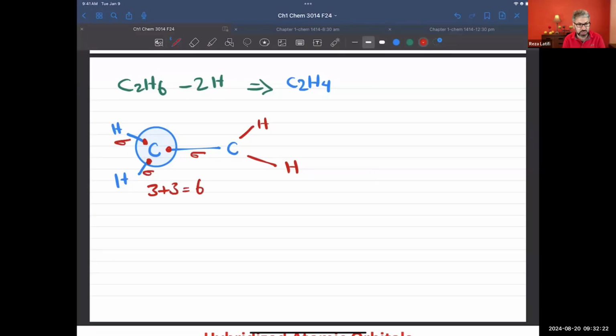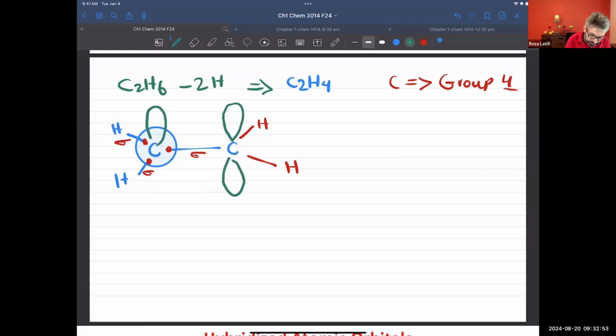So carbon is not octet. And I said, under any condition, you need to make carbon octet. So what's the solution for it? Because carbon is in group 4, that means it has 4 valence electrons, so it is going to have one orbital on carbon left. We call it a p orbital, and that p orbital will have 1 electron in it. We're going to call it pz.